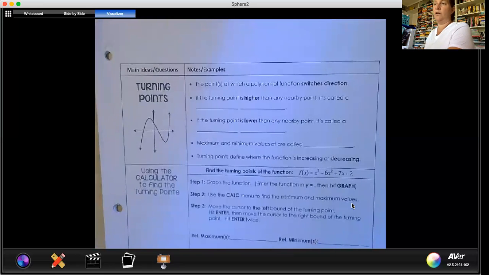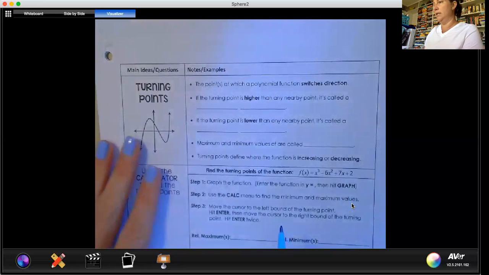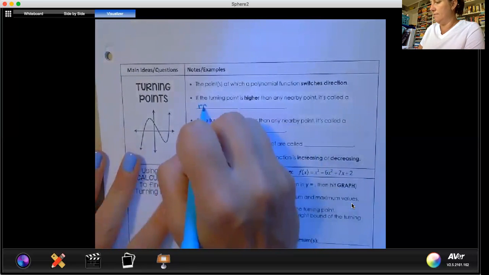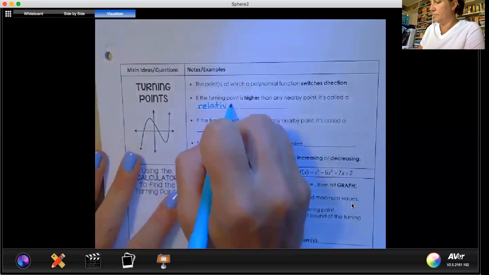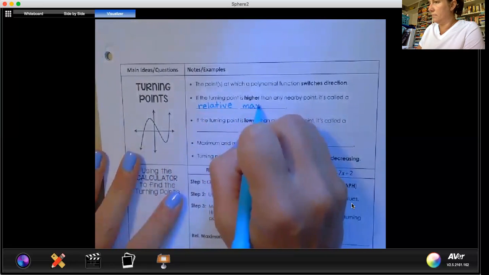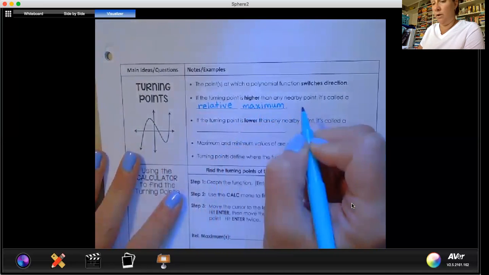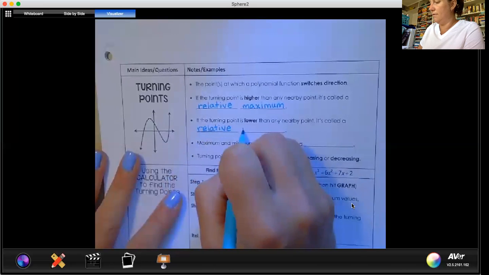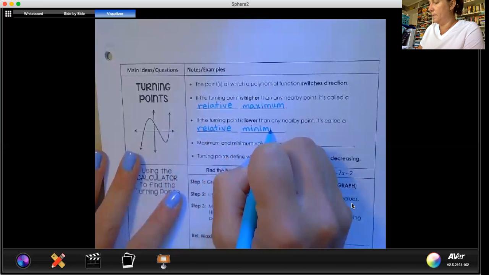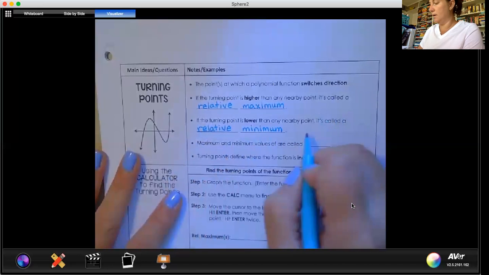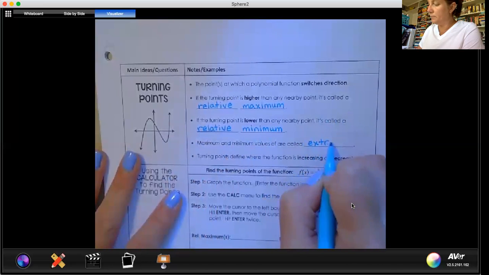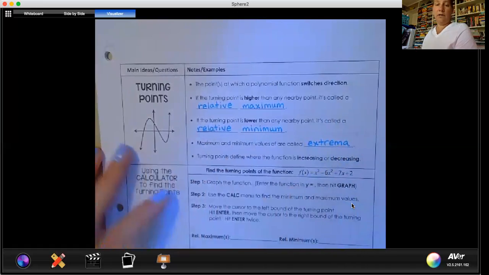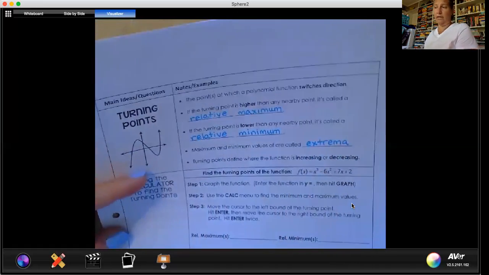All right, now we're going to look at turning points. A turning point happens when your graph changes direction. So if the turning point is higher than any nearby point, it is a relative maximum. If it is lower, it is a relative minimum. That should make sense, I hope. If not, let me know. And any maximums and minimums are called extrema. And turning points decide on your graph where you're increasing and decreasing.